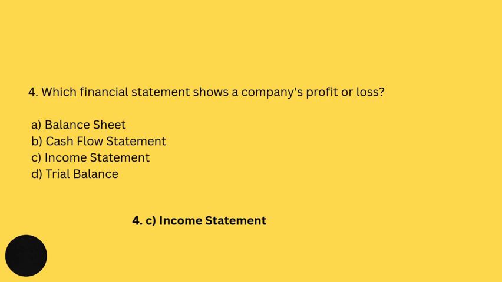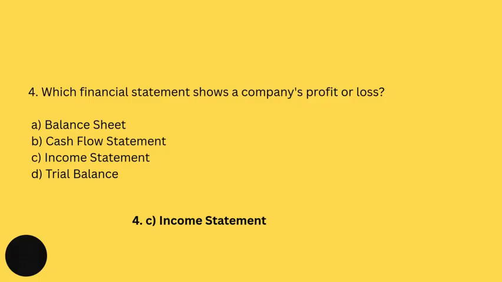Which financial statement shows a company's profit or loss? We have several options here: balance sheet, cash flow statement, income statement, trial balance. The correct answer is C, income statement.